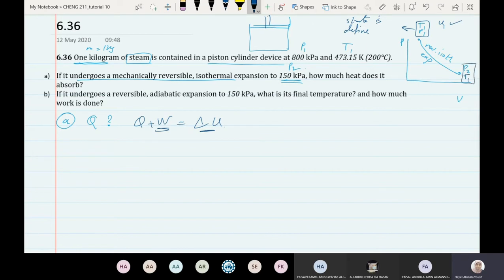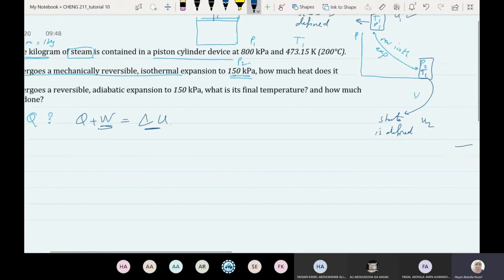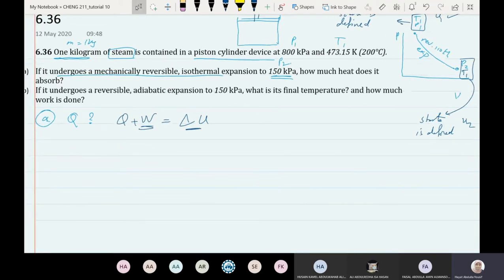And again, at state 2, it's fully defined because I have 2 properties. So if this is the case, then again U2 can be calculated. Again, we have no problem. Then delta U can be easily calculated according to what I have. But the question here is, how can I get to Q while W is not known? And I want to remind you of something very important. Remember that if I want to find the Q for a reversible process, it is equal to T delta S. And this brings me to chapter 5.